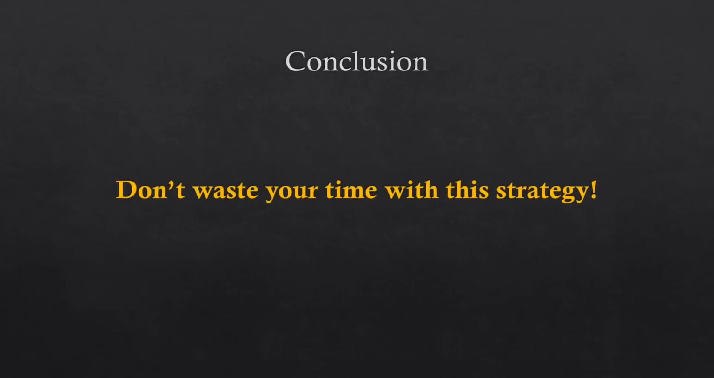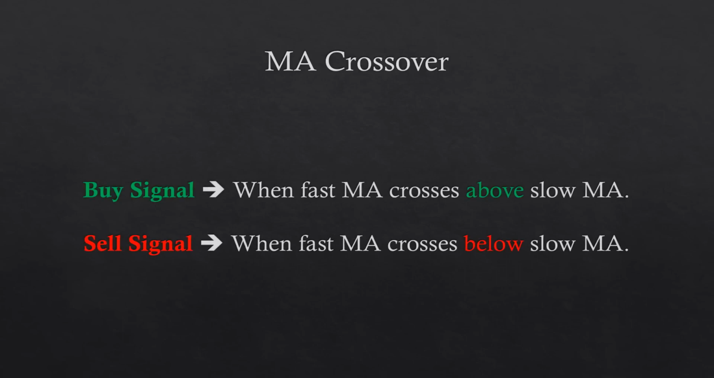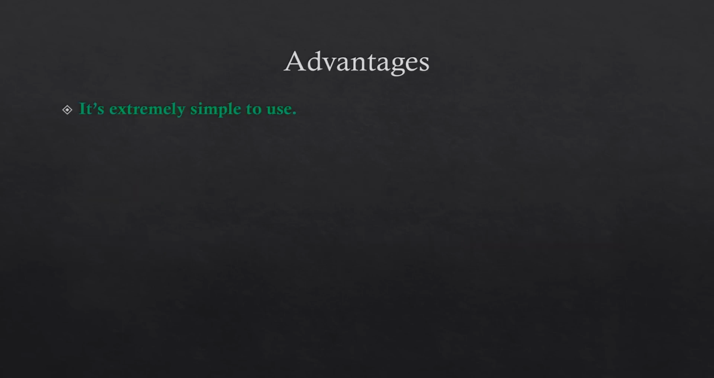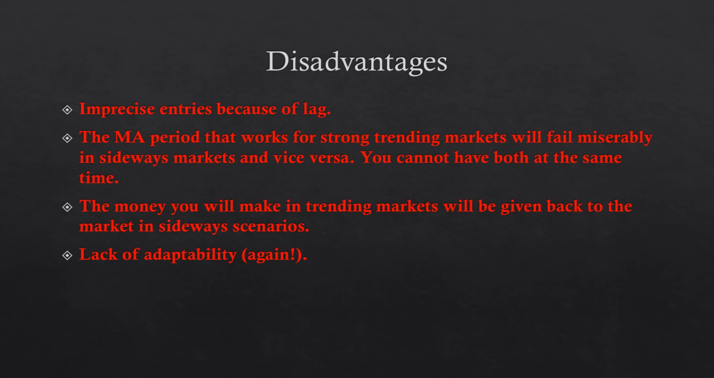The next technique we're going to analyze is the famous moving average crossover, which involves two moving averages, one with a fast period and one with a slow period. As you might be expecting already, the advantages and disadvantages are exactly the same as the previous two techniques. The moving average crossover is very simple to use, but it has a tremendous amount of lag. It works on one type of market scenario while failing in others, and has a terrible level of adaptability.